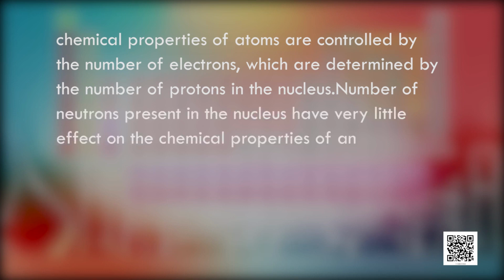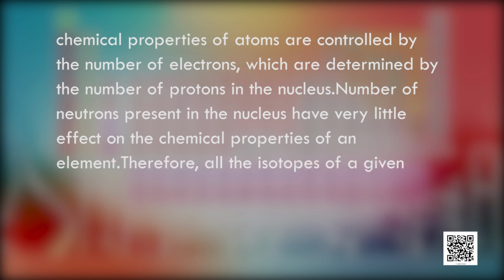The number of neutrons present in the nucleus has very little effect on the chemical properties of an element. Therefore, all the types of isotopes of a given element show similar chemical behavior.